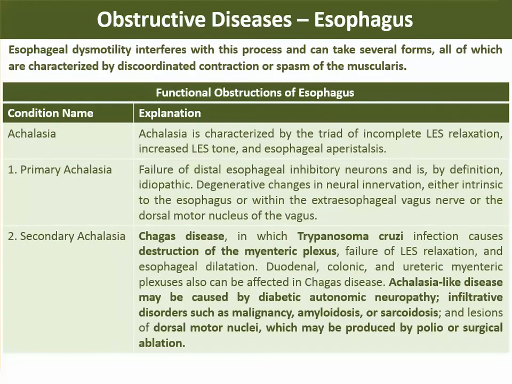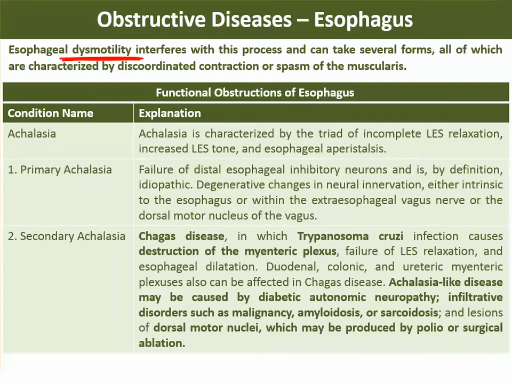So far we discussed mechanical obstruction. Now we are going to discuss functional obstruction of the esophagus, where motility is affected. I will show you the peristalsis in one picture, and that time you can understand much better. Dysmotility means the movement of the esophagus becomes dysfunctional, and this is called functional obstruction.